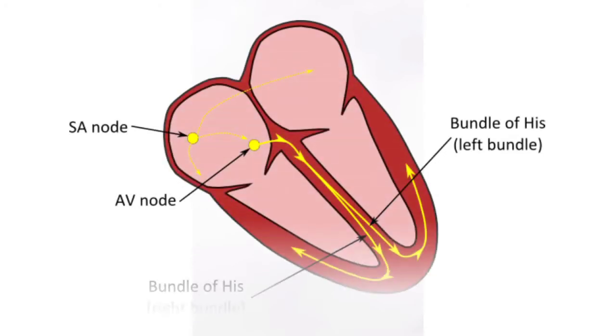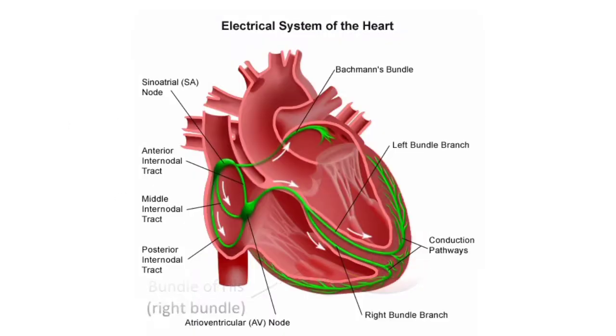Since the velocity of conduction of action potential in Purkinje system is about 4 to 6 times that of ventricular muscle fibers, the cardiac impulse is instantaneously transmitted to the entire ventricular muscle.